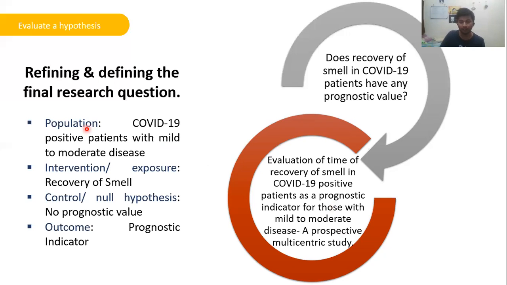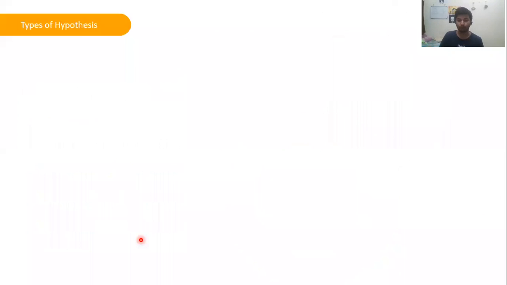What is my population? COVID-19 positive patients with mild to moderate disease. What is the intervention or exposure here? Recovery of smell. The control, or null hypothesis, which I'll explain in a few minutes, is no prognostic value. Either there will be prognostic value or there won't be; that is the control. And what is the outcome? We can measure whether it is a prognostic indicator or not. So that is how we actually formulate a hypothesis.